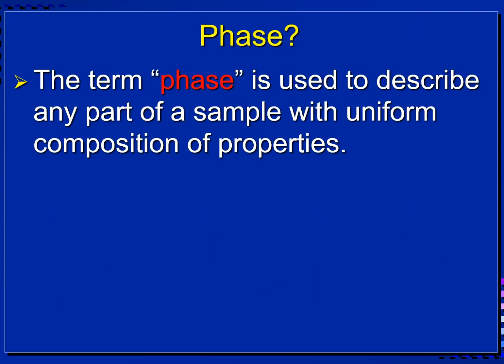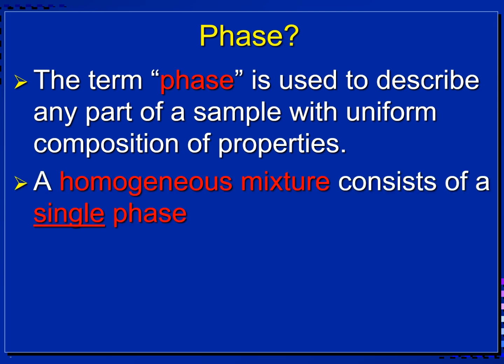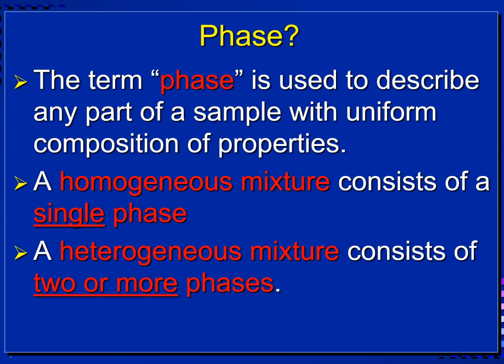We're going to use this term a lot. I was about to say phrase, but phrase and phase sound similar. The term phase is going to describe any part of a sample with that uniform mixture, if you will. So homogeneous mixtures will be a single phase. There's only one part to it. It's the same all the way throughout. If it's a heterogeneous mixture, you're going to have multiple phases.